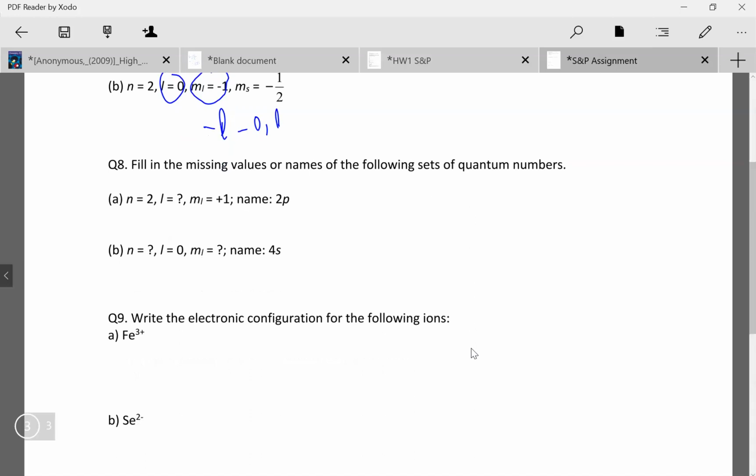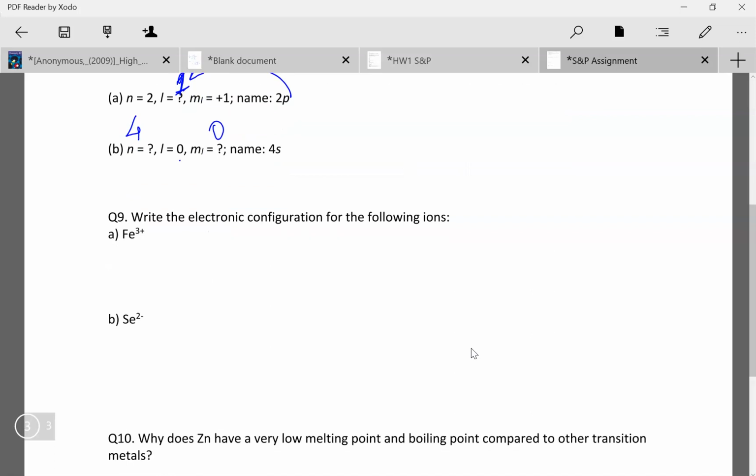So here we have 2p, so l equals 1, because the p orbital is a 1. 4s, and the ml has only one value for it to be, 0.